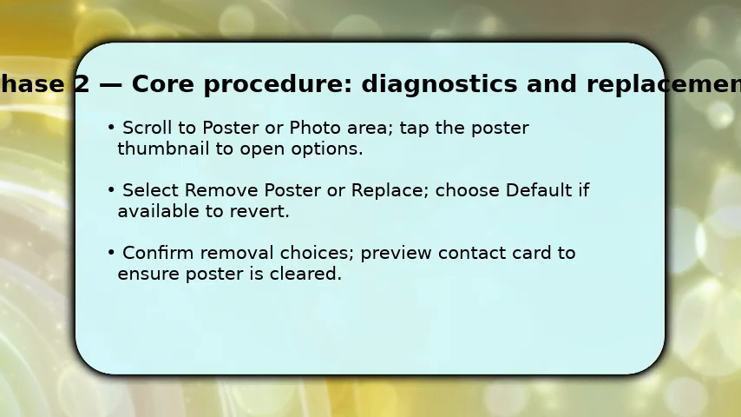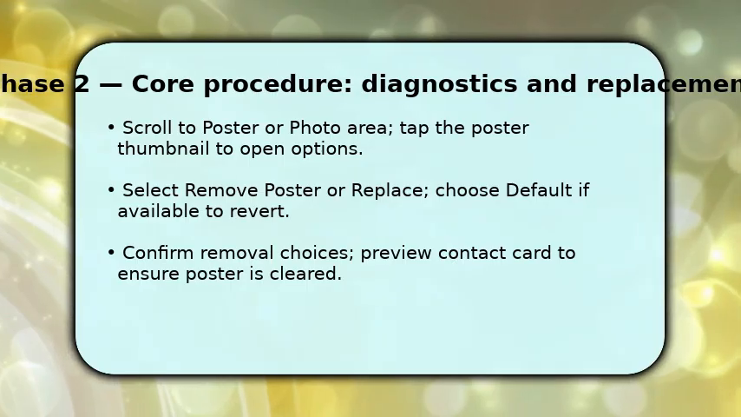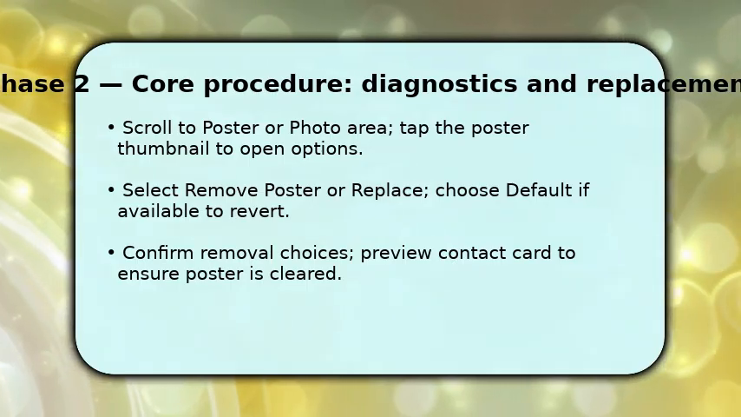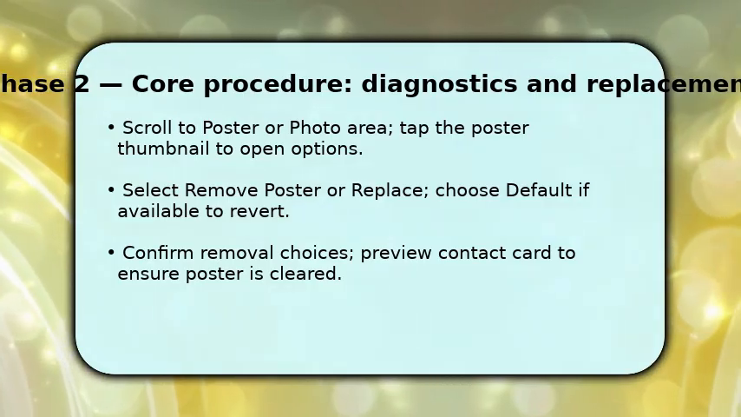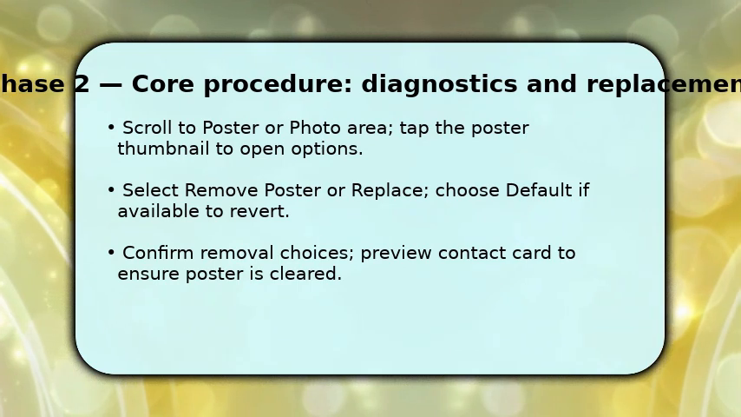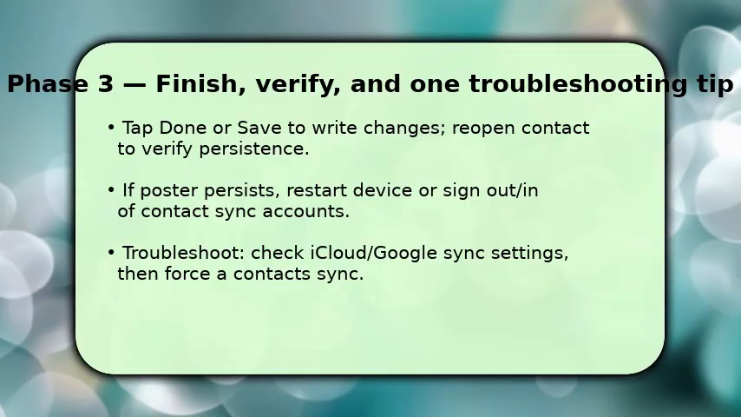After selecting your option, use the preview that appears to verify the change. Make sure the poster area displays the default or blank state before you save, so you don't accidentally keep the old image. Finish by tapping Done or Save so the change writes to your contact card. Reopen the contact to confirm the poster is gone.